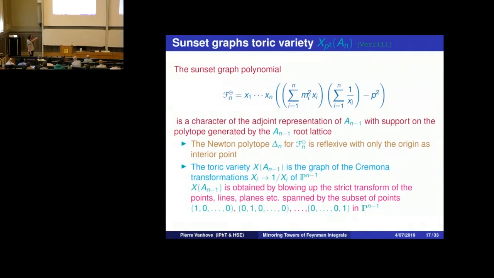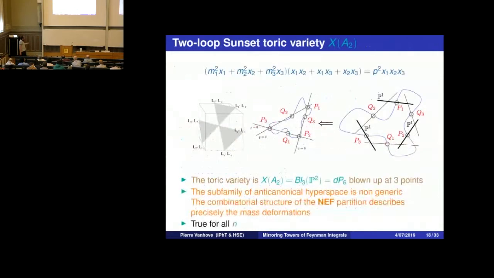But from my point of view, it's not so nice. So I prefer to keep internal masses. So, for example, let me look at the two-loop case. So the two-loop case, this is the internal mass, this is the U polynomial, and this is p squared, okay?